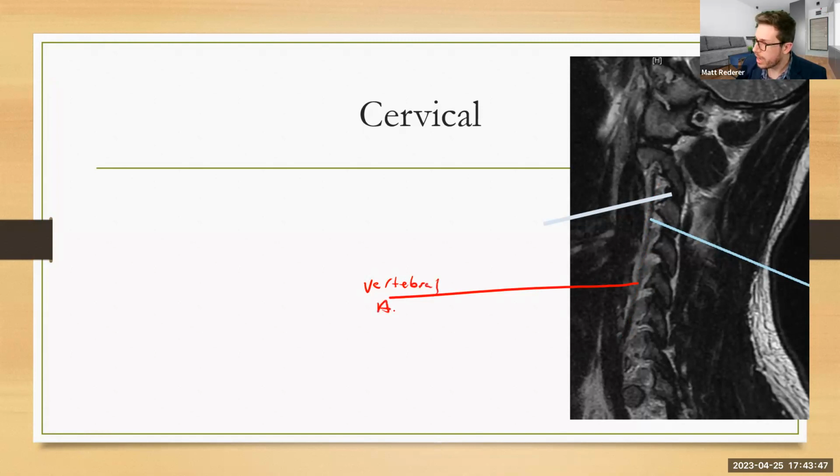And if you guys are thinking, hey, I've heard of vertebral artery before, we talked about it in the circle of Willis. It's the same one. It's the same one that goes all the way up into the brain and connects to that basilar artery.